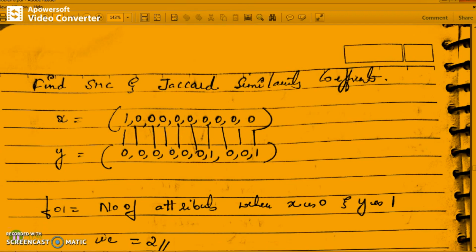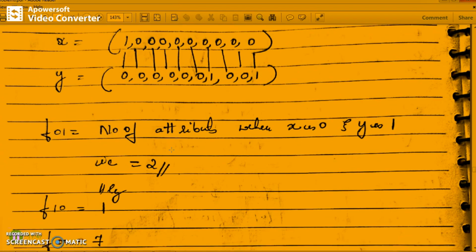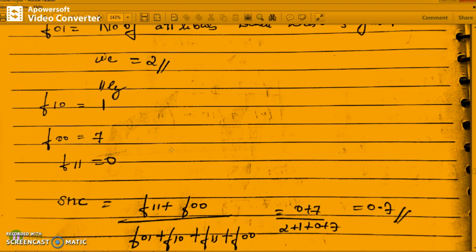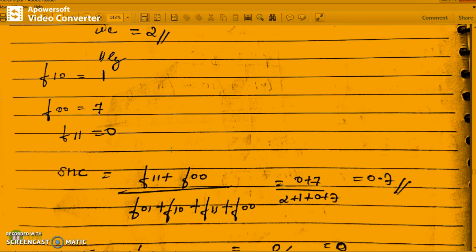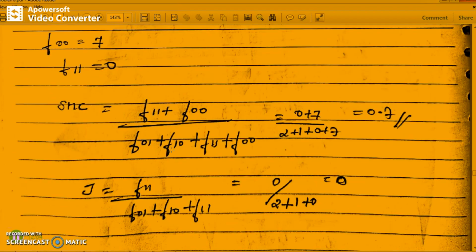So you can see here the F01 count is 2, the F10 count is 1, the F00 count is 7, and finally the F11 count is 0. Now when all these 4 values are available, we are ready to calculate the SMC. So SMC is equal to, the formula says, F11 plus F00 divided by the sum of all attributes. Just substitute all these values, you get 0.7. And what is it indicating actually? 0.7 indicates that you have 70% similarity between the two objects X and Y.